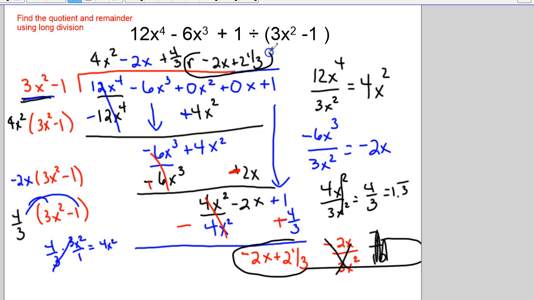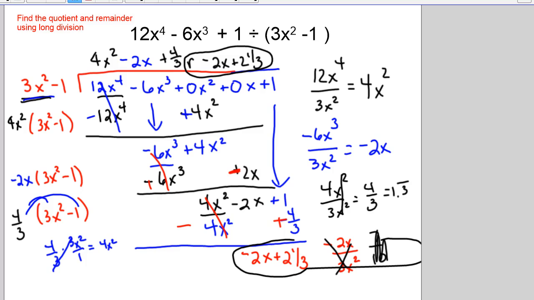That's my remainder. Why I picked this problem was to illustrate this multiplication, and I need to be careful with the 0x squared and the 0x and dropping down the terms that are in between. That's why I picked this problem. I think that is it. This should tackle any type of long division that you have.